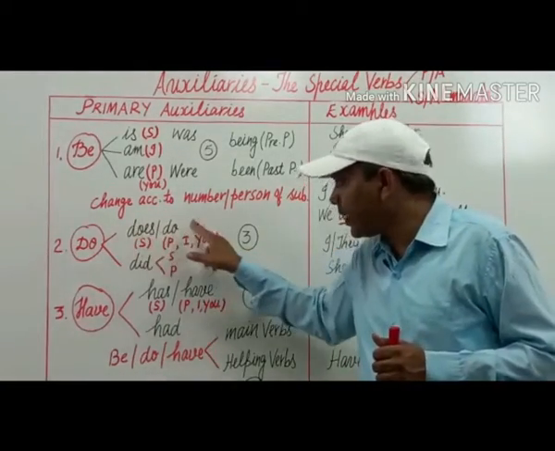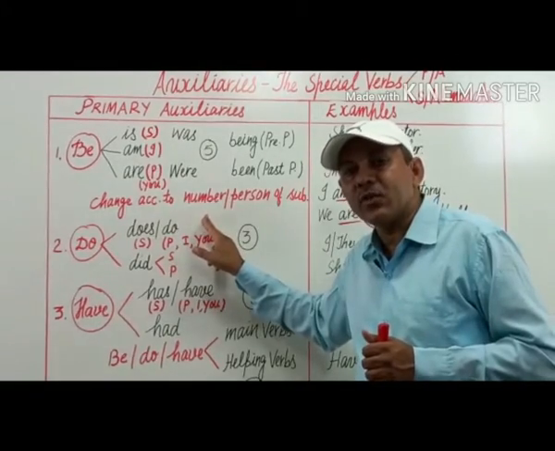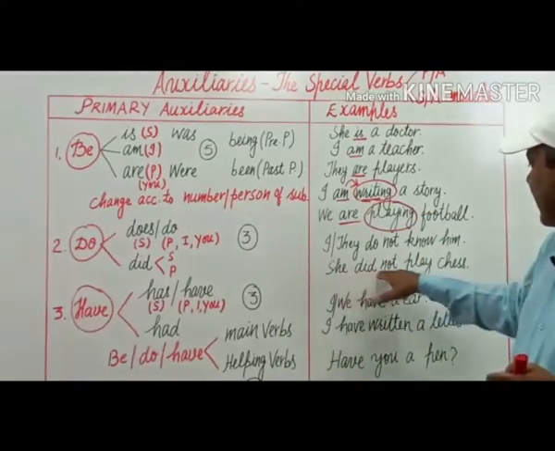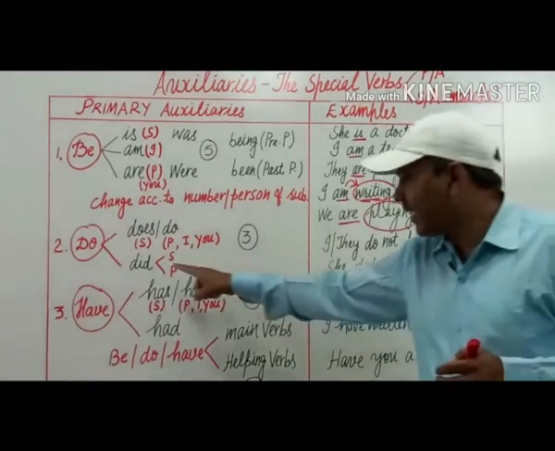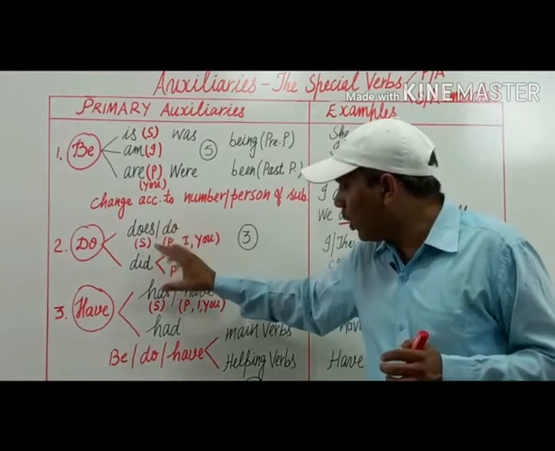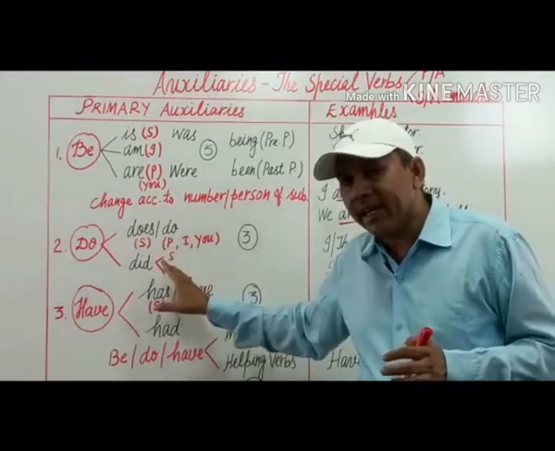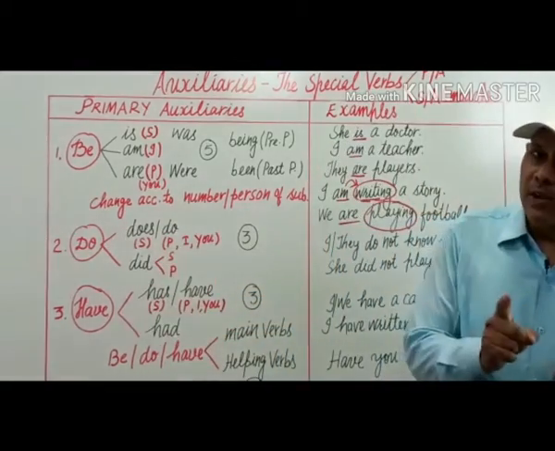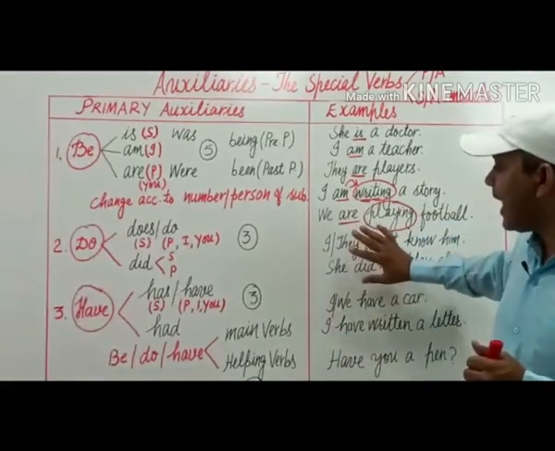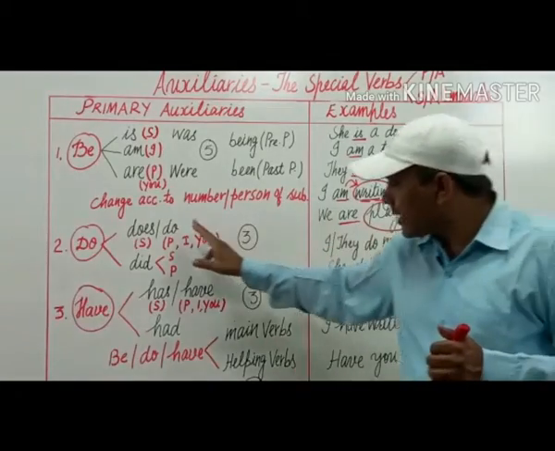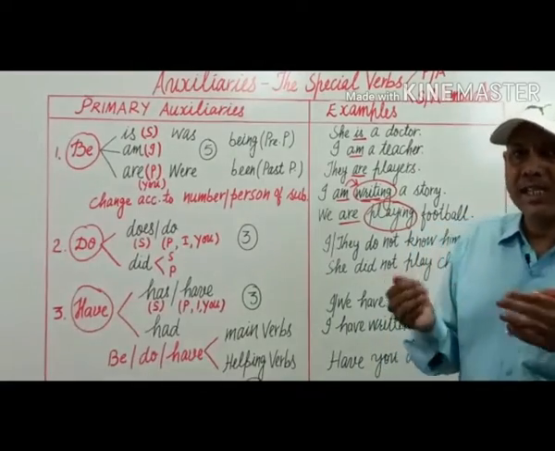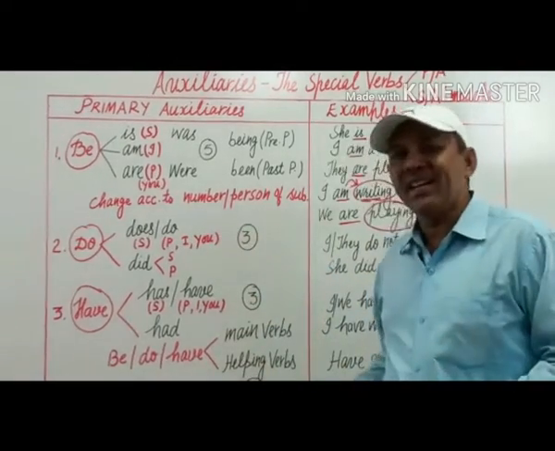These does and do are used to make the sentences of simple present tense into negative and interrogative. She did not play chess. Did. Simple past tense, negative. We use all the forms of do, does and did to make the sentences negative or interrogative negative too. In this way they are used. This is also used to emphasize the statement. For example, please do come again.